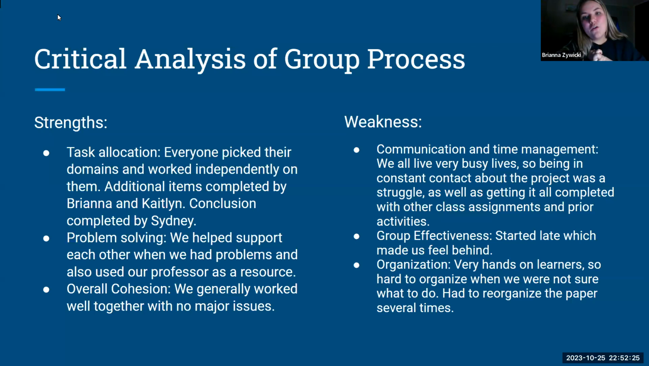And then also, I would say a weakness of ours was organization, just because a lot of us are hands-on learners, and looking at an example and seeing how it's laid out really helps us. Since there was no example or anything like that, I felt like we had to keep reorganizing the paper. We would do it one way and then we would switch it another way, and then Caitlin would have to go back through and fix it all. So I think our organization could have been a little better, but there was not much we could really do in that aspect as well.